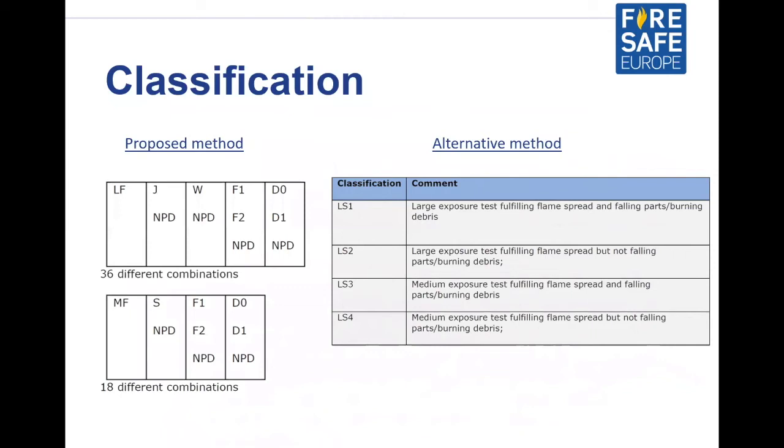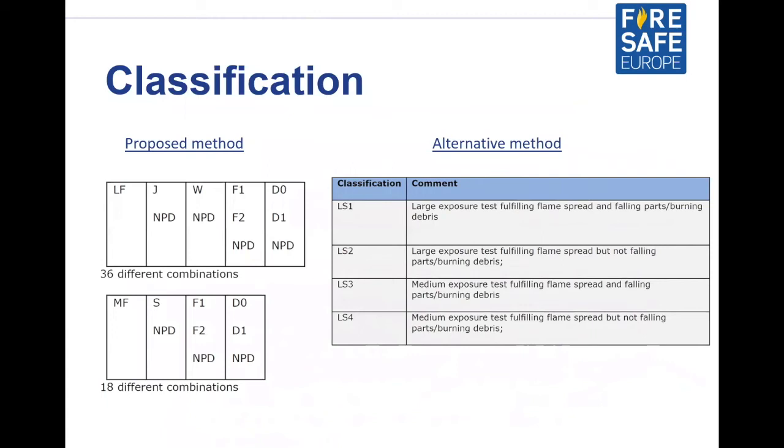You have window openings, junctions, falling parts and burning droplets, and if you're going to include smoldering characteristics. So you get a quite complicated classification system, but it is doable.